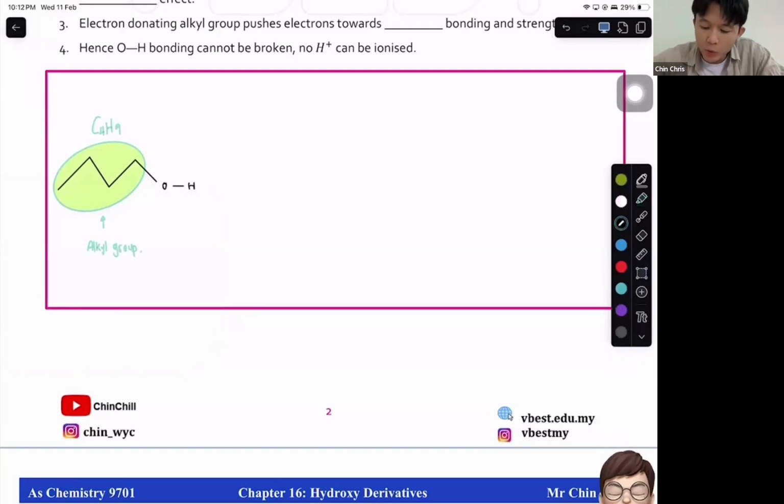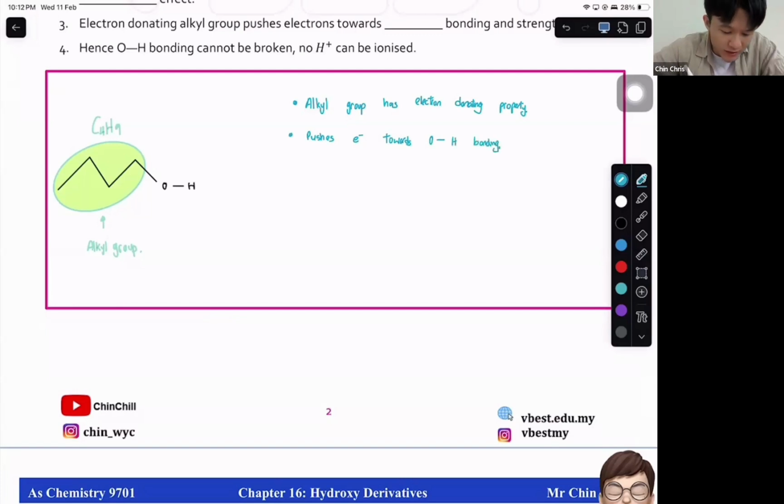So guys, remember what is the property of an alkyl group? Remember this. Alkyl group has what property? Has an electron donating property. Am I right? So what it does? Pushes electrons towards OH bonding, right? So which means, guys, they'll push the electron towards OH.